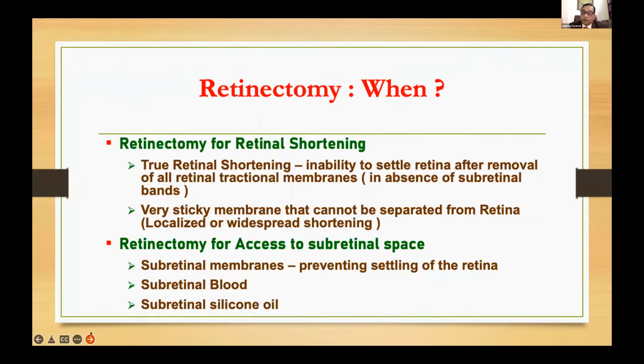And there are two types of retinal shortening. One is what I call a true retinal shortening, which is when you find an inability to settle the retina after you removed all the retinal tractional membranes, and there are no subretinal membranes causing any traction.